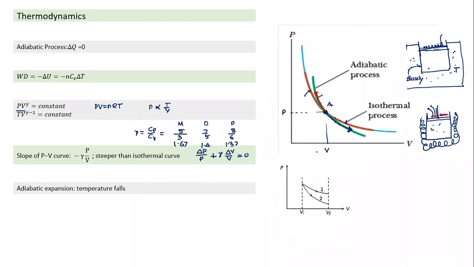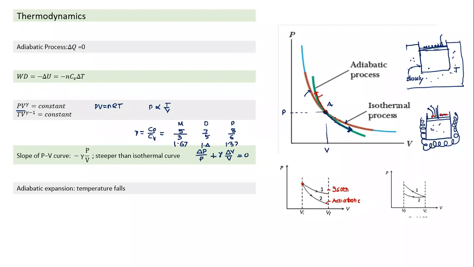Okay, so if somebody asks which one is which from this point, and both are expansion curves, with one isothermal and the other adiabatic, I will say one is isothermal because it is flatter, and this one is adiabatic, because both are expansion.